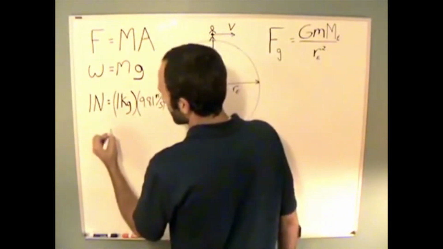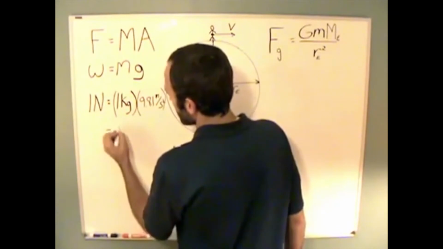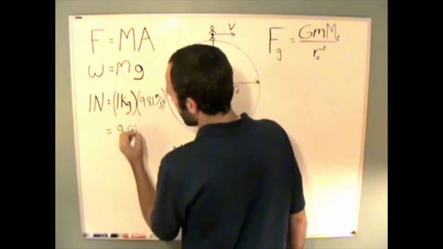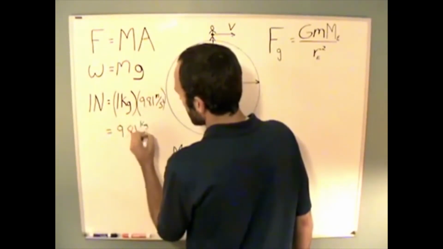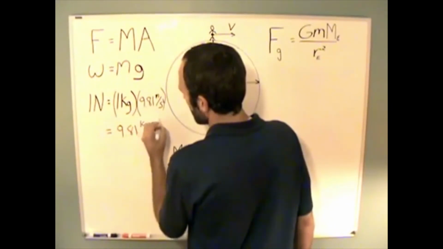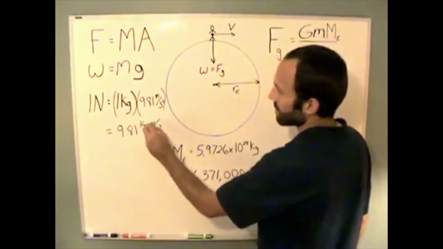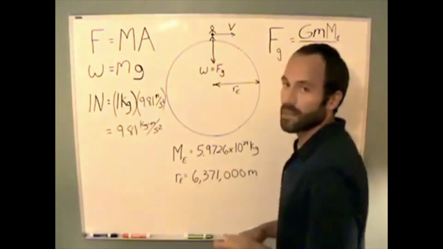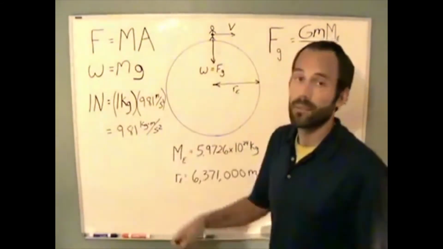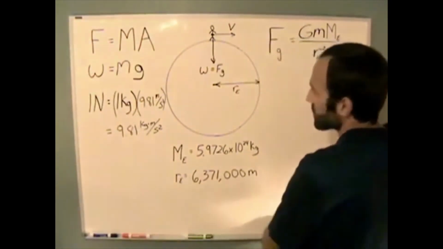So 1 newton is equal to 9.81 kilograms times meters per second squared. Remember that. A newton is really equal to units of kilograms times meters per second squared.